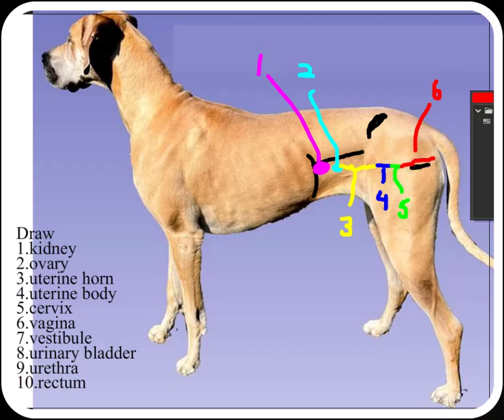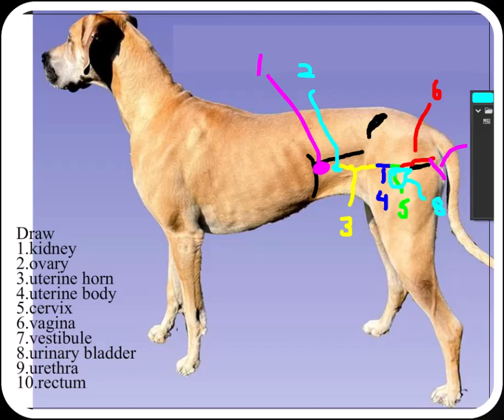The next structure we'll consider will be the vestibule. The vestibule is the caudal ventral continuation of the vagina. So it drops. You have a significant ventral drop after the ischiatic arch. And 8, we'll draw in the urinary bladder. The urinary bladder is going to be cranioventral to the pelvic inlet. So this would be your urinary bladder. So that is going to be 8, the urinary bladder.